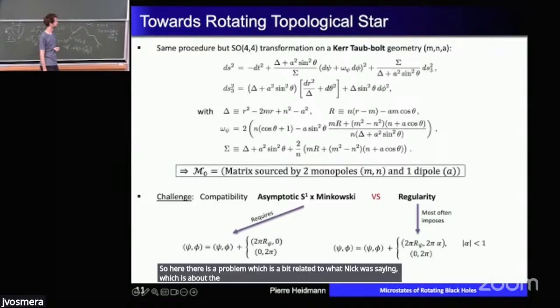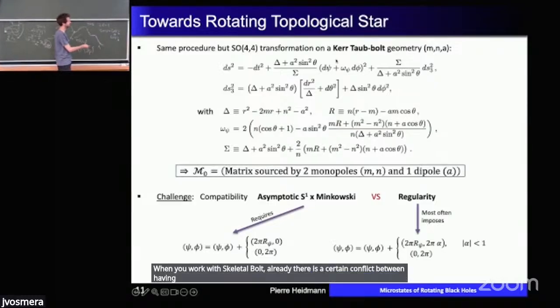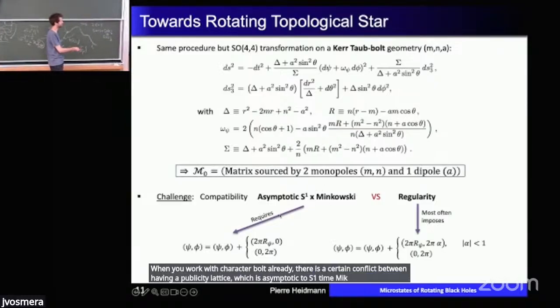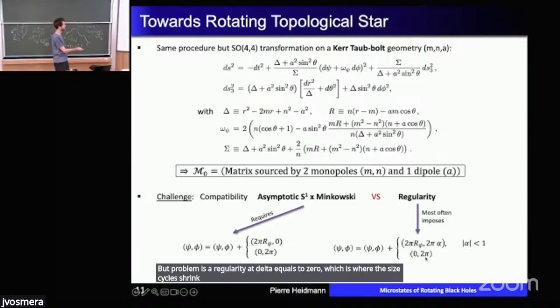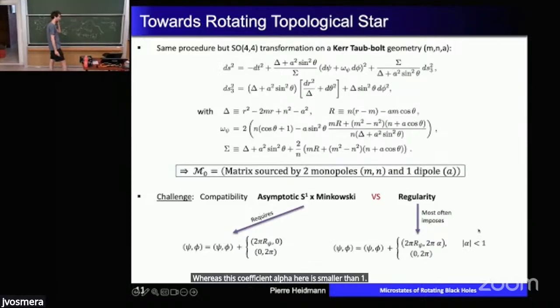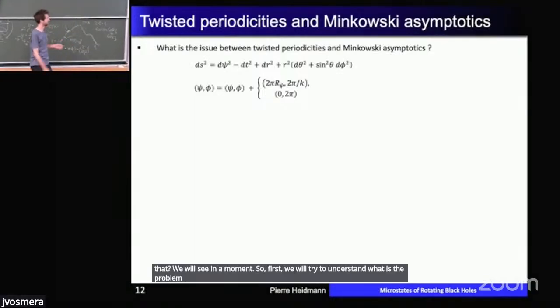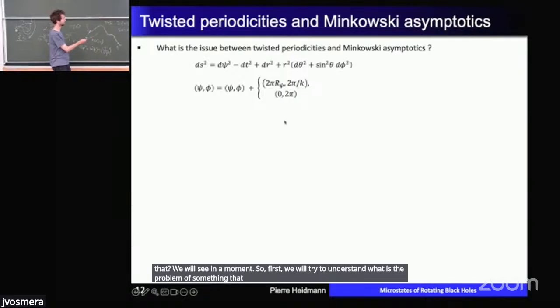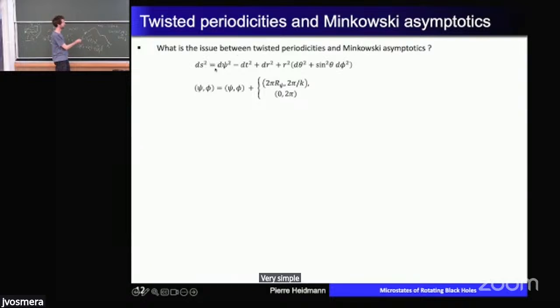which is about the periodicity lattice. When you work with Kerr top bolt, there is a certain conflict between having a periodicity lattice which is asymptotic to S1 times Minkowski, which essentially requires that the psi and phi periodicities are untwisted. But the problem is the regularity at delta equals 0, which is where the psi circle shrinks, which usually imposes something twisted, whereas this coefficient alpha here is smaller than 1. So how can we resolve that? We will see in a moment. First, we will try to understand what is the problem of something that has twisted periodicities in terms of asymptotics. So let's consider flat space. This is very simple flat space with an extra S1.